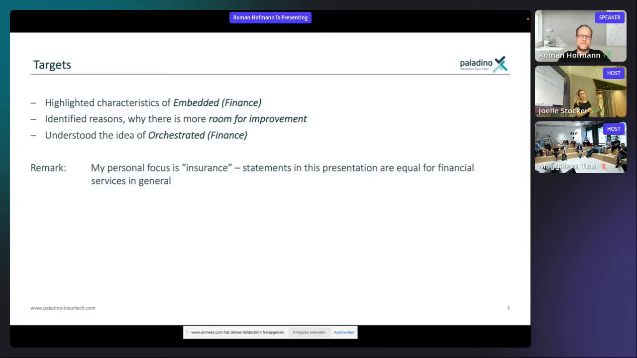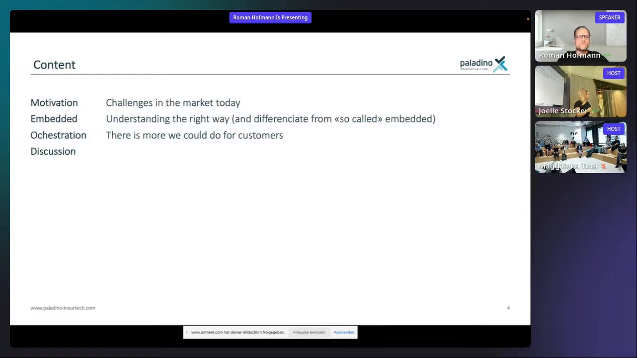Then I will try to explain why there's room for improvement in this sector, and that embedded is not a target or just one step on the way to a target, and what orchestrated might be. So the content of today: motivation, some background, why we should do that, what is embedded, what means orchestrated, and I'm open for discussions in between, so please don't wait with your questions till the end, just raise them.